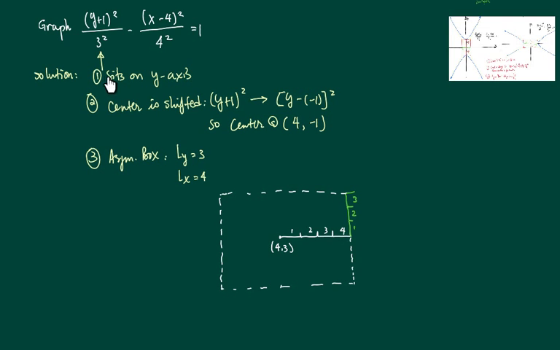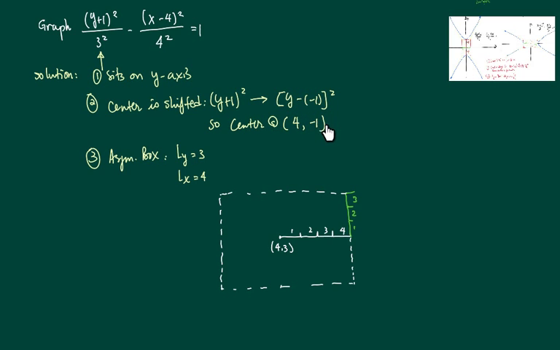All right, so first 3 steps. This curve is going to sit on the y-axis. The first term is y. The second point is the center is shifted. So cx is 4, and the cy was shifted as y minus 1, so it's actually shifted to minus 1.